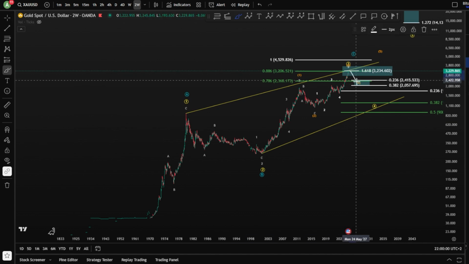What is a drop, therefore? Potentially 4 and a 5, maybe yes. I would like to see a correction before moving to this area. I'm not saying that the gold cannot reach it. It can reach it very easily, but after a correction, I would say this would be much more possible.